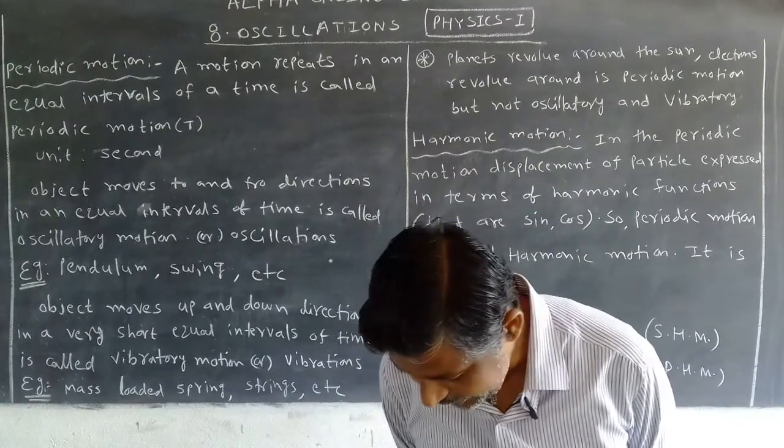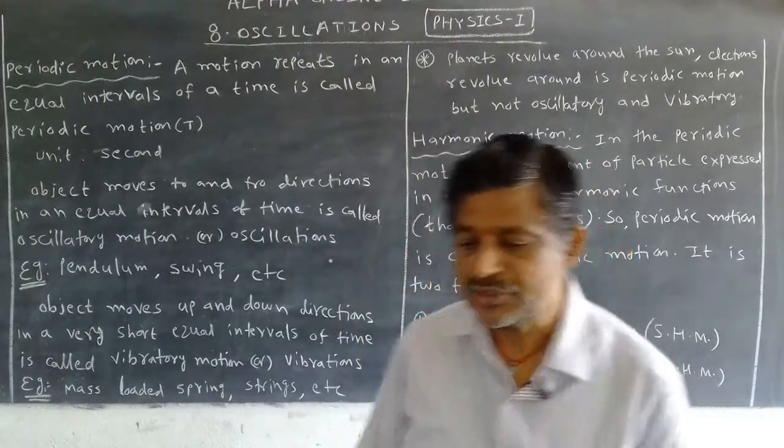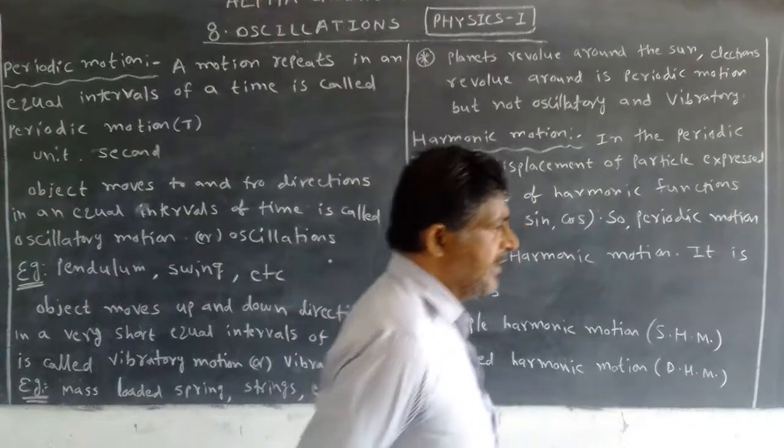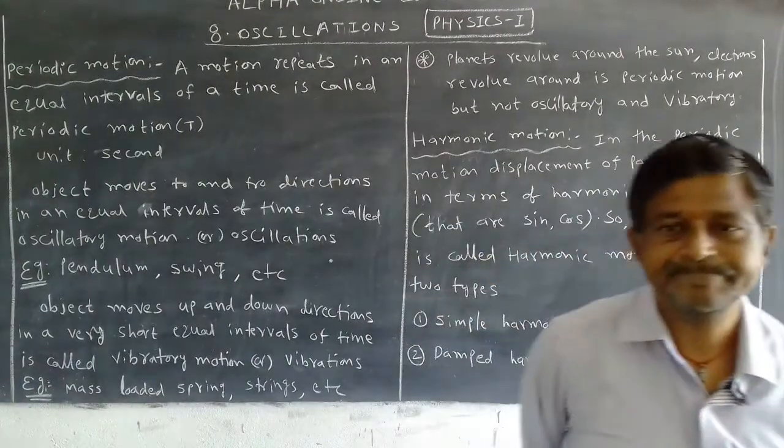Motion is divided into how many types? Motion is divided into three types. What are the three? Translatory motion. Second one is rotatory motion. Third one is periodic motion.